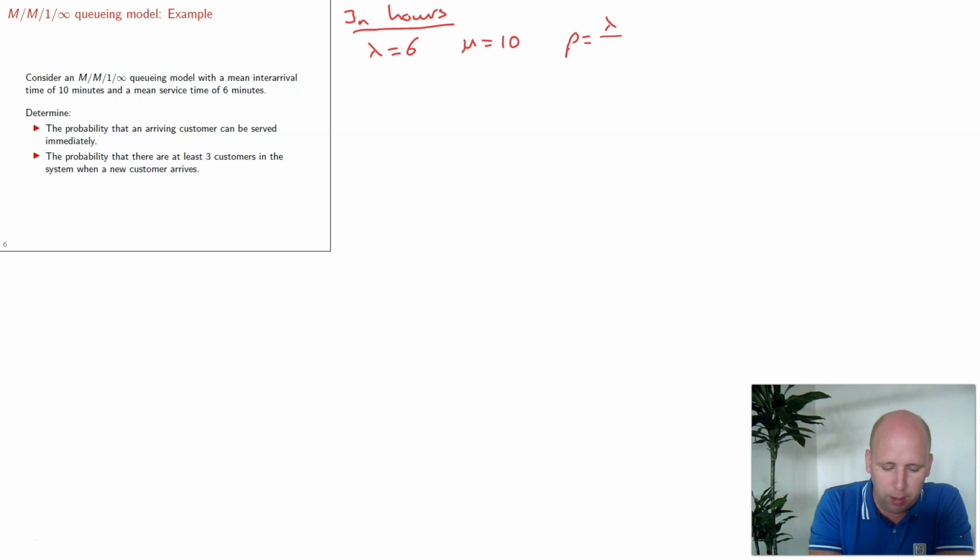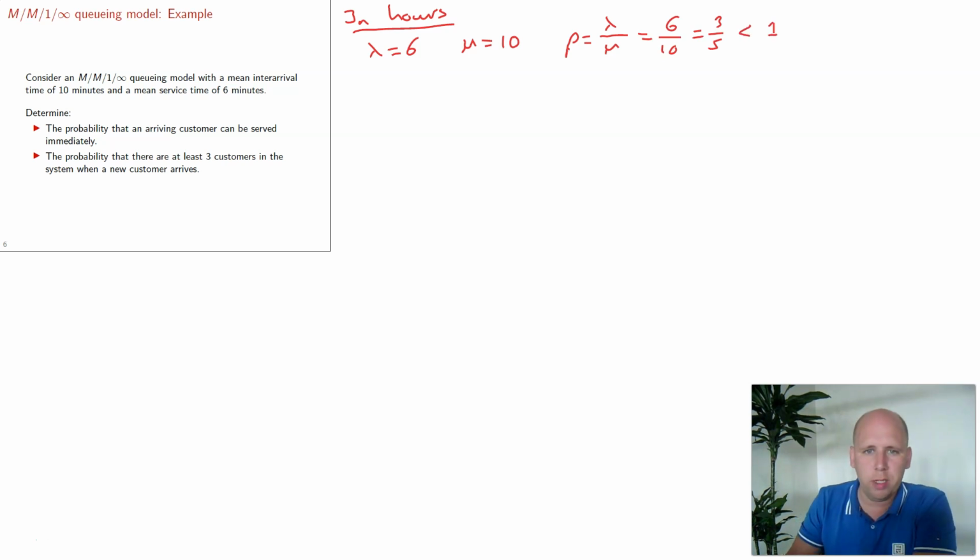Rho is equal to lambda over mu, and that's equal to 6 over 10, or you can say it's 3 over 5, but it's smaller than 1. That's what we need to have. And then we can calculate the probabilities. So we can start, for instance, with the probability that an arriving customer can be served immediately. That probability is P0, because P0 is the probability that there are no customers in the system.